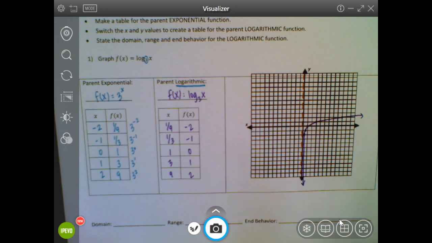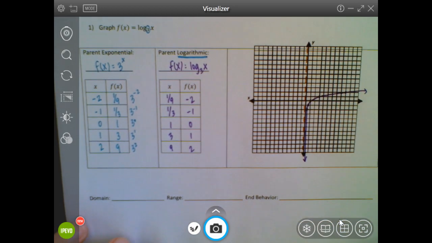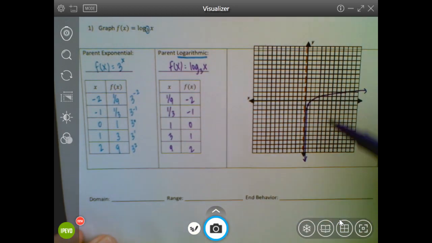And then I'm going to go ahead and state the domain and the range and the end behavior. So the domain here, the x values, again, we're coming really close to the 0, but we're never actually going to cross it.